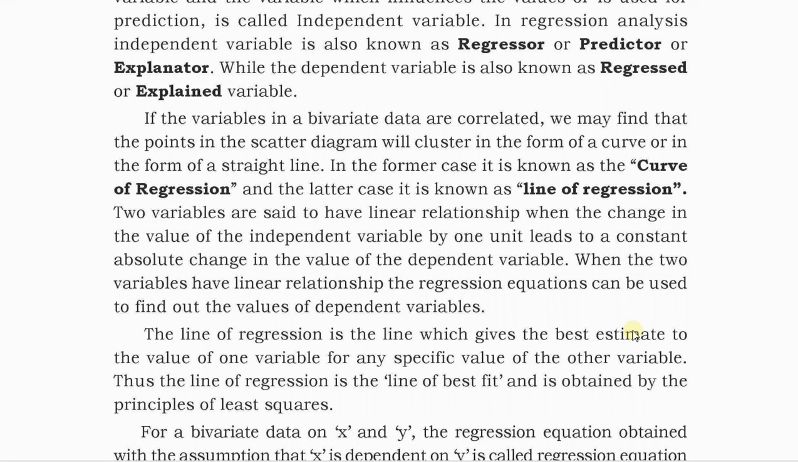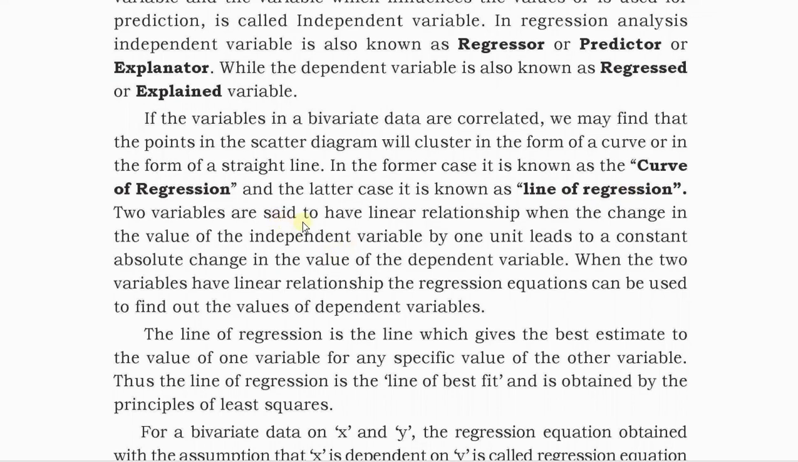Okay. So if two variables are correlated, then we see a straight line there. If all the points are in the direction of a straight line, then that line will be called the line of regression.